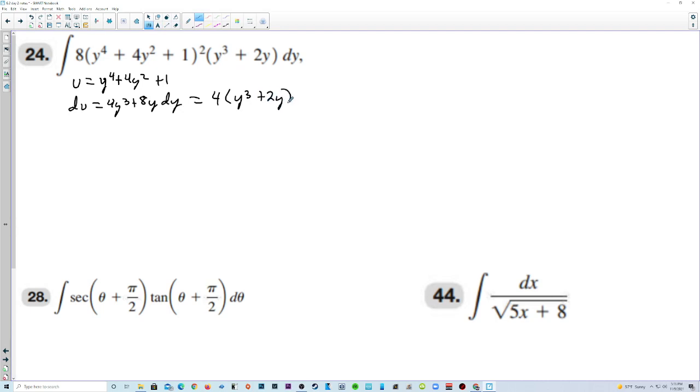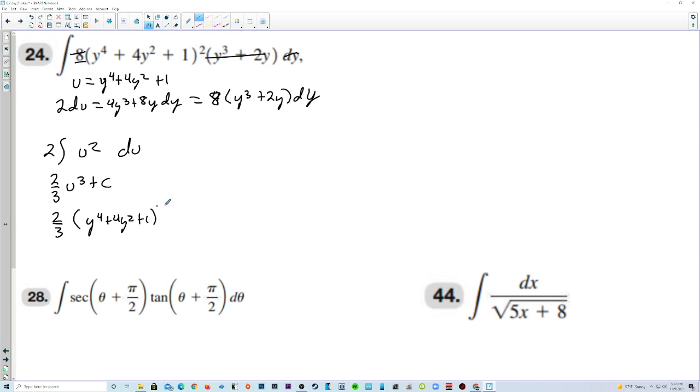Plus 2y. But we have an 8 here. So if we multiply that times 2, then that becomes 8. And now we have exactly 8 times y to the third plus 2y dy. And this becomes 2 du, and then we're going to have u squared there. So 2/3 u to the third plus c. So 2/3 times y to the fourth plus 4y squared plus 1 to the third plus c.